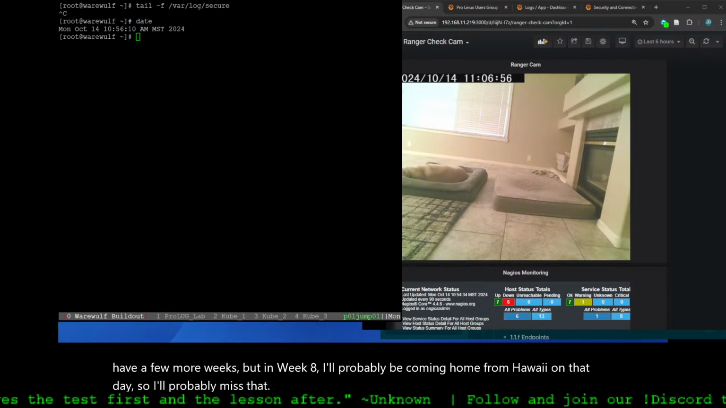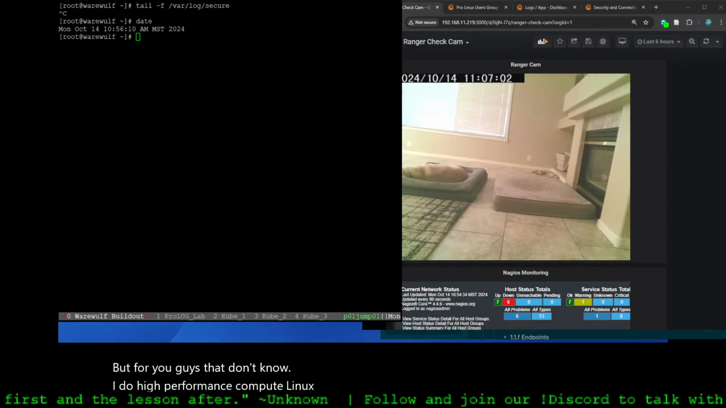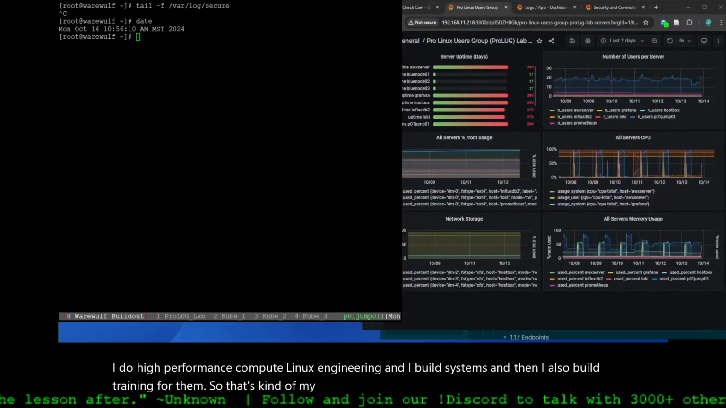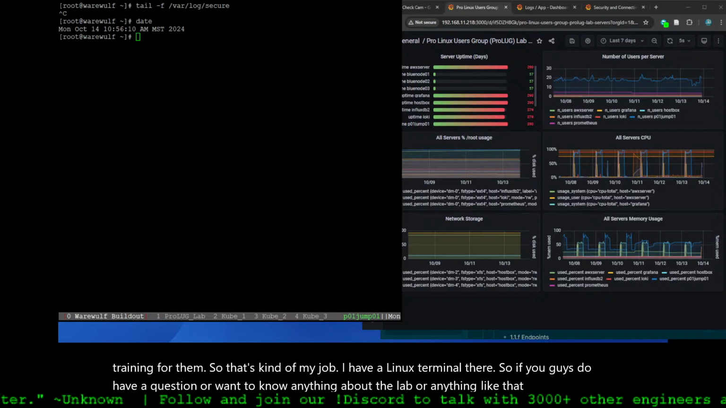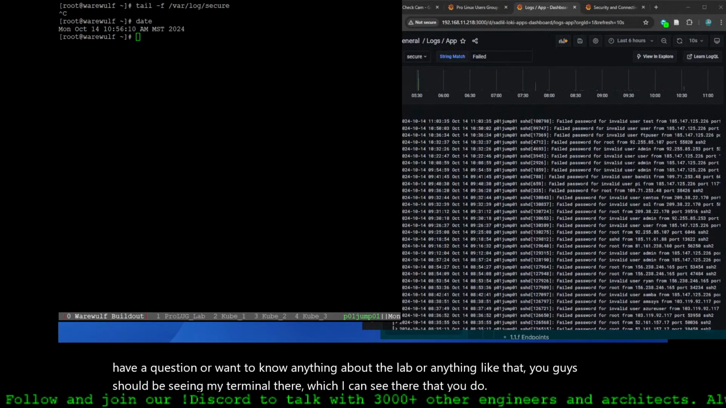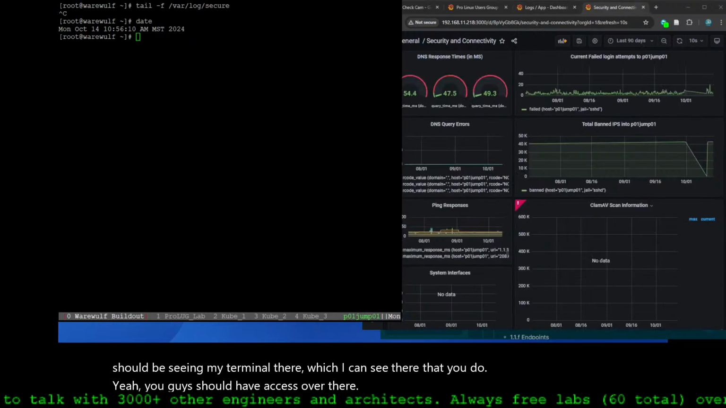For you guys that don't know, I do high performance compute, Linux engineering, and I build systems, and I also build training for them. So that's kind of my job. I have a Linux terminal there, so if you guys have a question or want to know anything about the lab, you should be seeing my terminal there, which I can see that you do. Yeah, you guys should have access over there. Console manager.